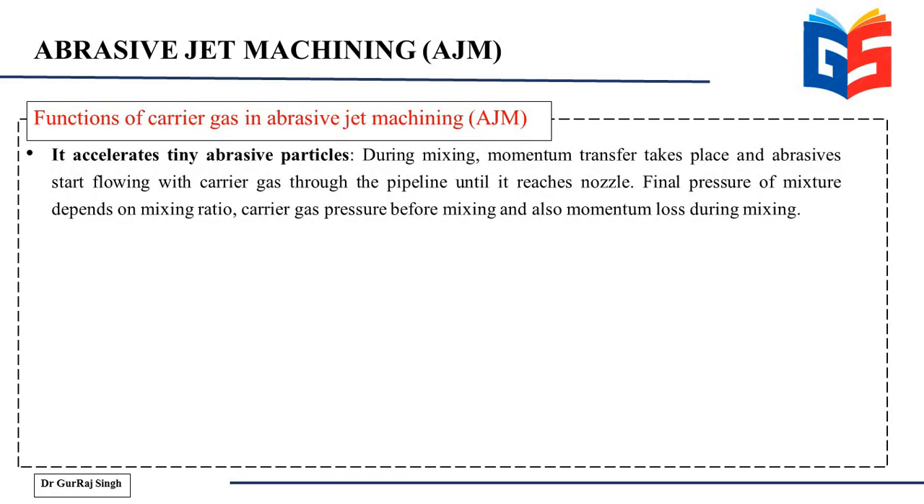Then lastly, we have the functions of the carrier gas. The carrier gas performs many important functions. The first and foremost is that it accelerates the tiny abrasive particles. This is the major function of the carrier gas, that it is used for supplying momentum and transferring it to the abrasive particles so that these particles can hit the workpiece at a higher velocity and with a higher pressure. And the final pressure of the mixture depends on the mixing ratio, the carrier gas pressure before mixing, and also the momentum loss during the mixing process.